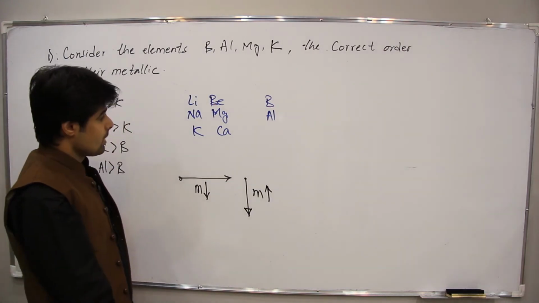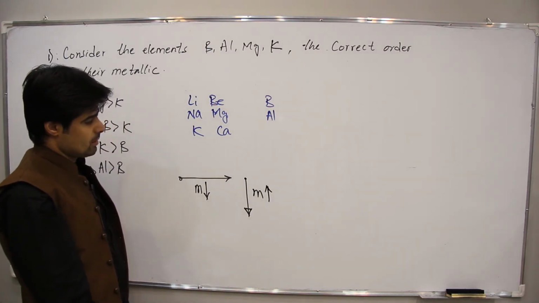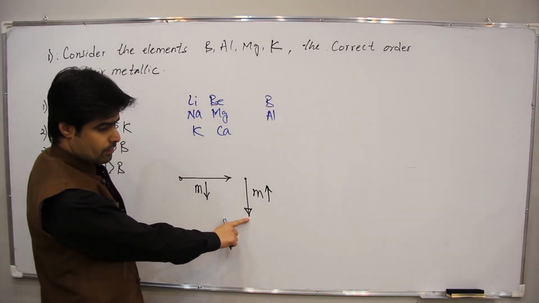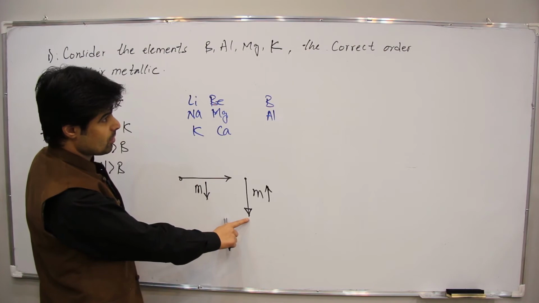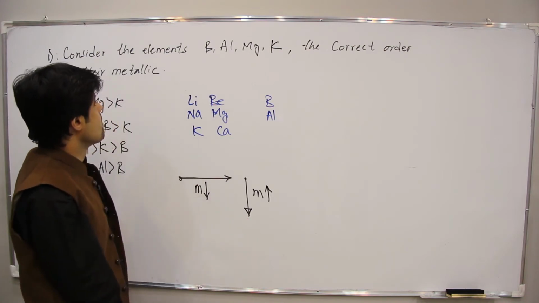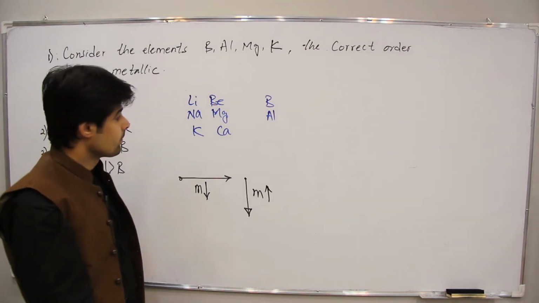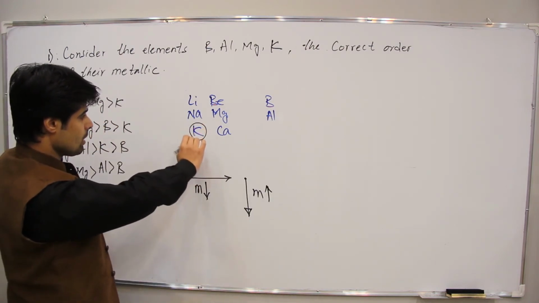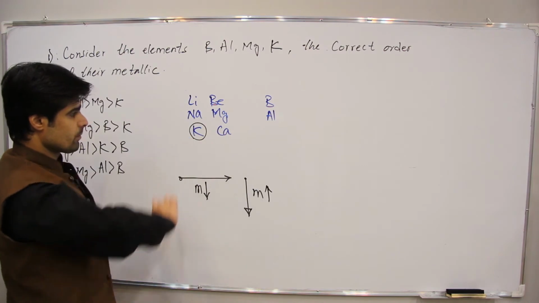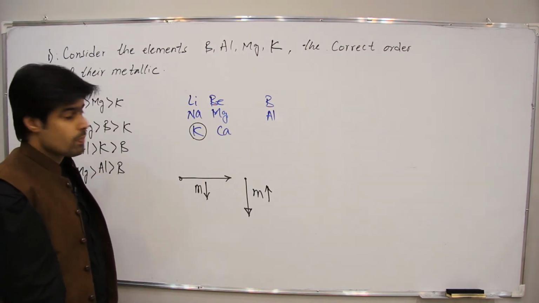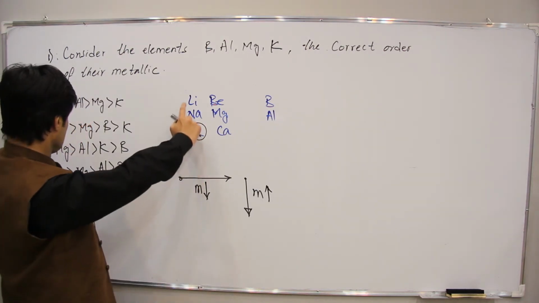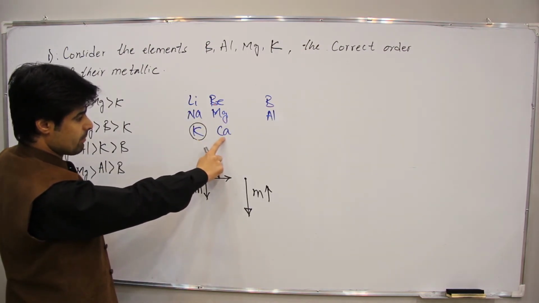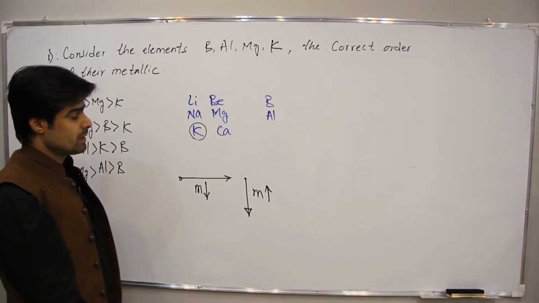It means that whatever element is on the bottom side has got the maximum metallic character. It means we have elements like potassium and calcium. What do you think? On the bottom side, we have also potassium and calcium. Which has got the most metallic character?